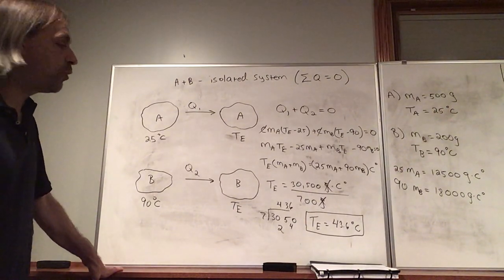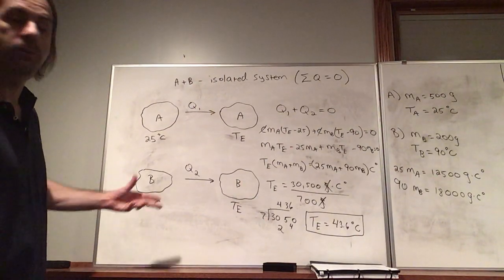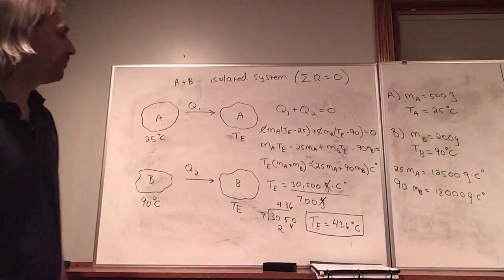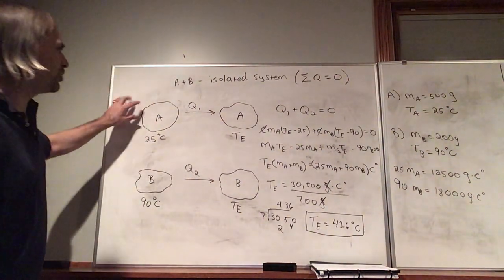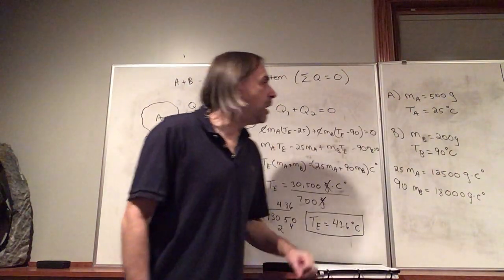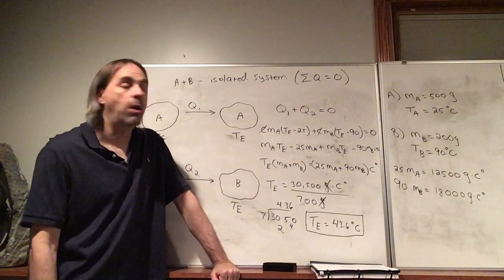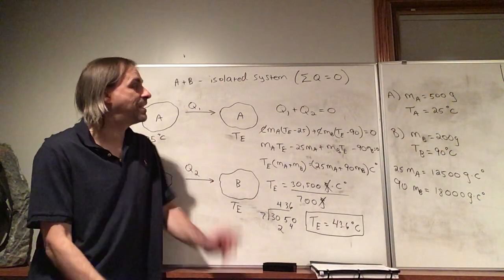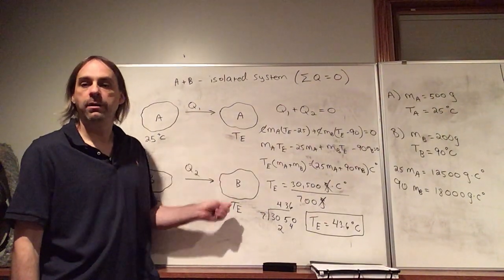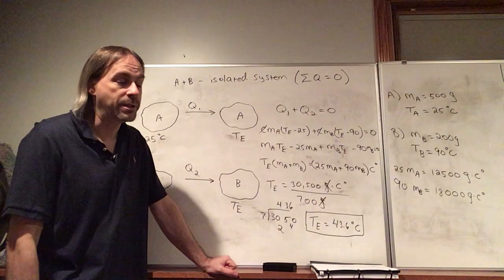But yeah, it should be 43.6, which is between 25 and 90. Equilibrium is going to be somewhere in the middle. And it's a little closer to this one, but that makes sense because there's a lot more of system A, more than twice as much. So it makes sense that the answer is closer to A than B. So overall, yeah, reasonably happy with this number.